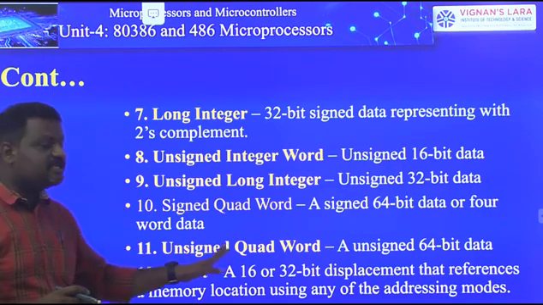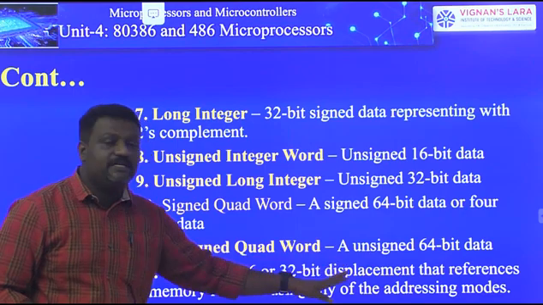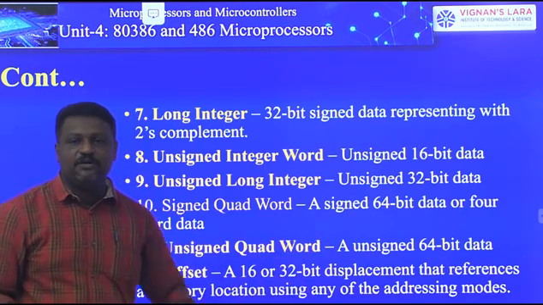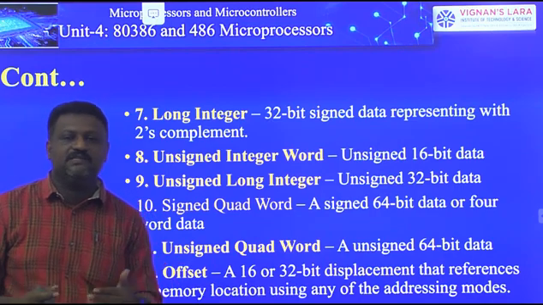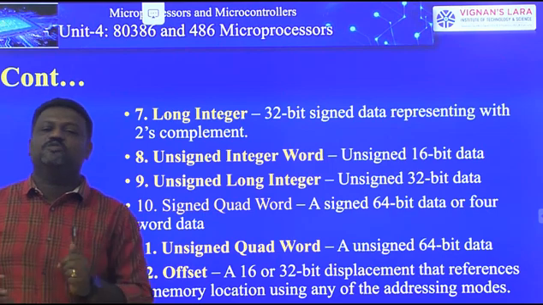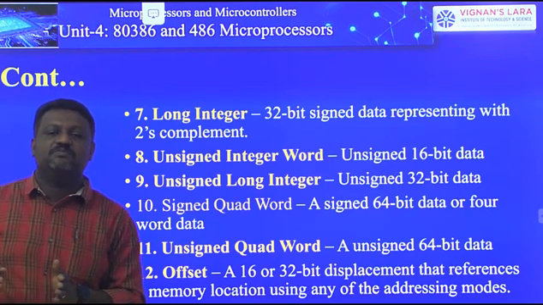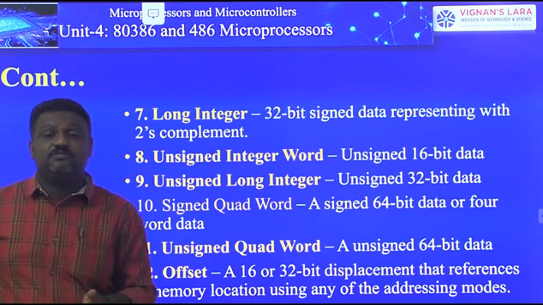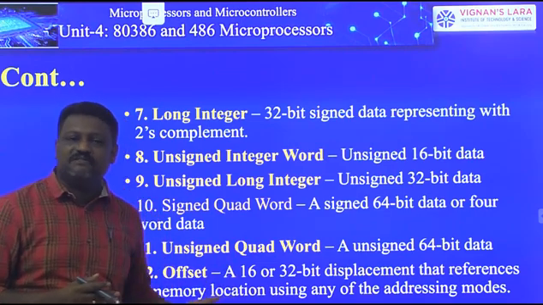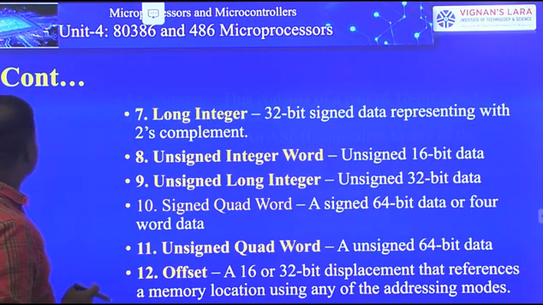So here offset is a 16-bit or 32-bit displacement that references a memory location using any one of the addressing modes. Any one of the addressing modes in the sense of relative addressing mode, indexed addressing mode, based indexed addressing mode with the displacement, based scaled indexed addressing mode with the displacement. In all these cases we are using a constant, which is nothing but an offset or a displacement.